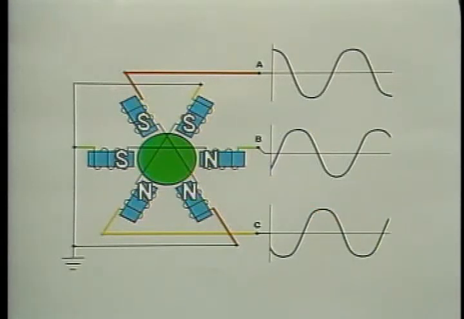Each time the current in any phase reverses, the stator's poles move 1/6 of the way around the motor. Since there are 3 phases and they all reverse twice in each AC cycle, the stator poles in the 3-phase motor rotate at the synchronous speed of the motor.